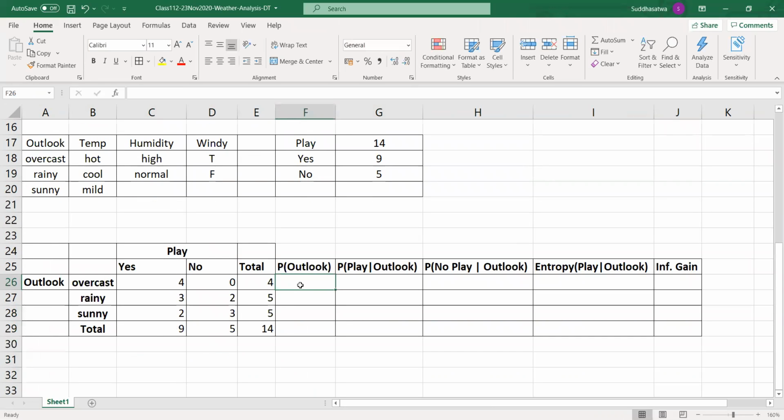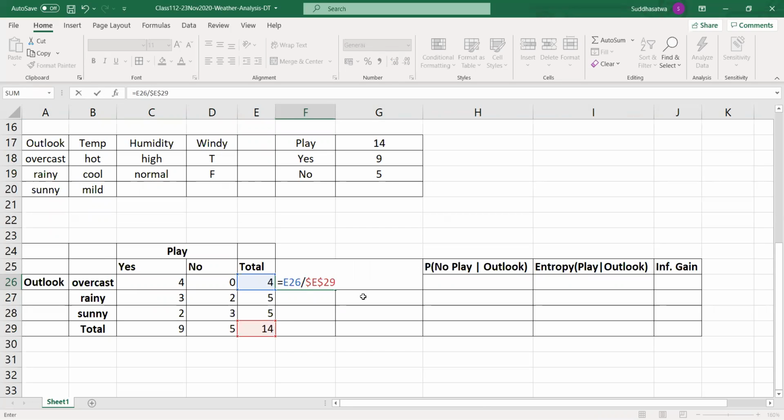Now in this calculation, what I'm going to do is that I need the probability of each type of outlook. So how can I calculate that? This can be said to be equal to cell E26, so that's the total number of overcast outlooks divided by, ignore the dollar sign that I'm going to use, because that's a specific property that is related to Excel. I'll explain that to you also.